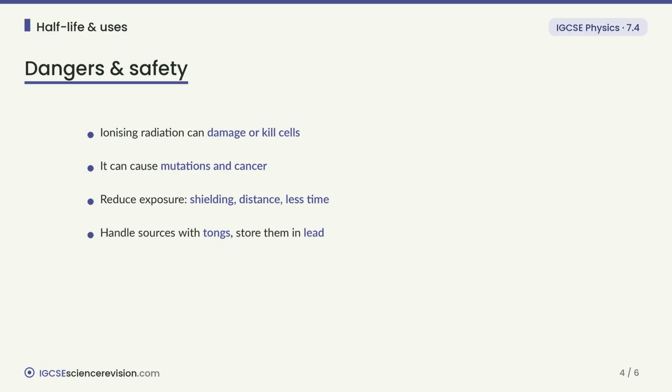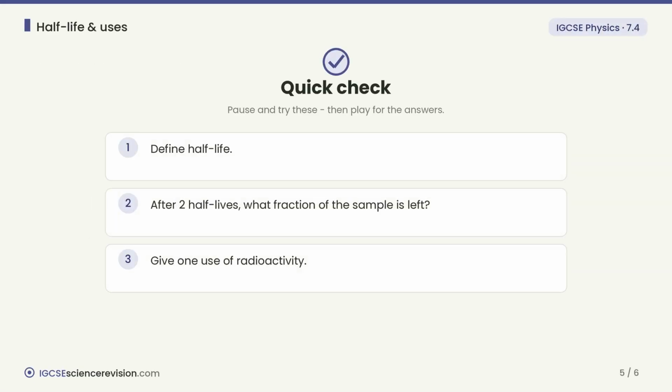There's a worked examples video on half-life calculations next. Let's check what you've learned. Question 1. Define half-life. Question 2. After two half-lives, what fraction of the sample is left? Question 3. Give one use of radioactivity. Pause the video and have a go.